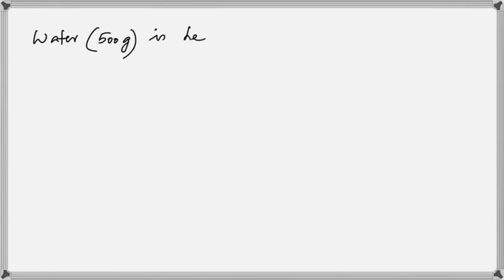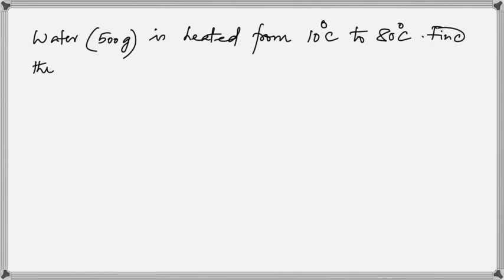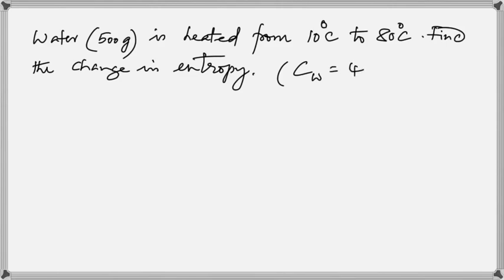So water, let's say 500 grams of water is heated from 10 Celsius to 80 degrees Celsius. What is the change in entropy? So this is not a change of phase, so this is heating a substance. And in this case, the formula to be used for quantity of heat is mcΔT, mass times specific heat times change in temperature. The specific heat of water is given as 4185 joule per kilogram per Kelvin.